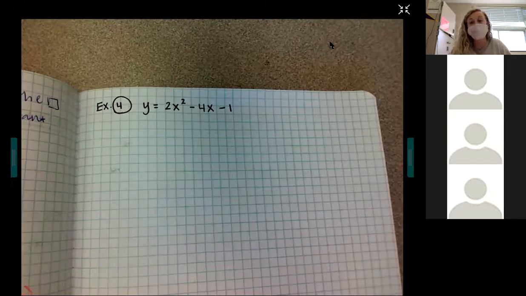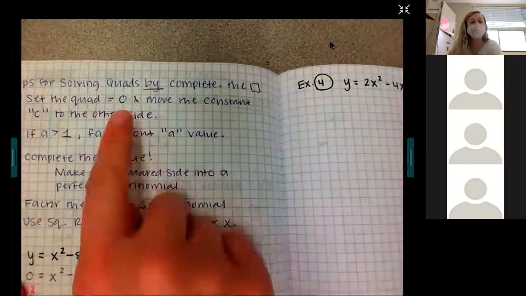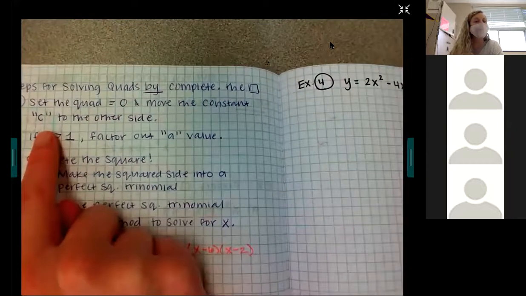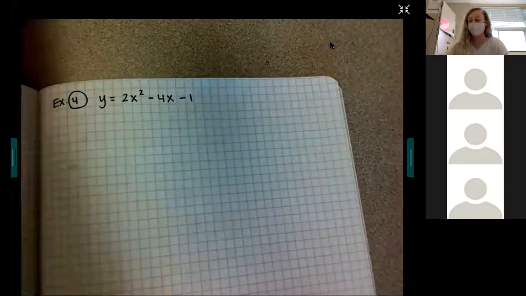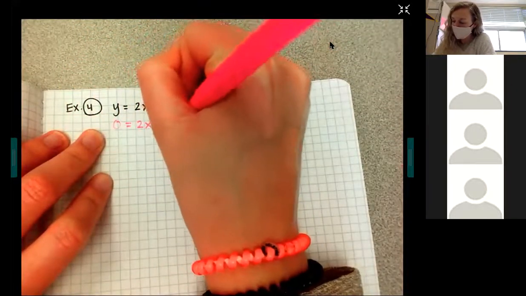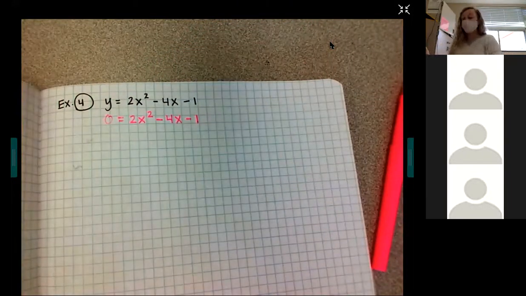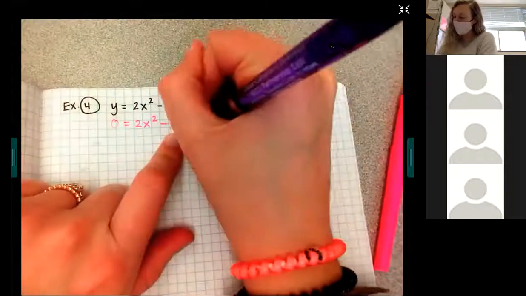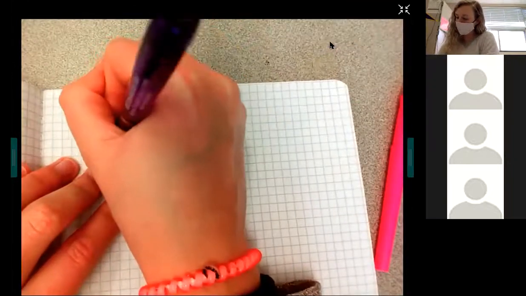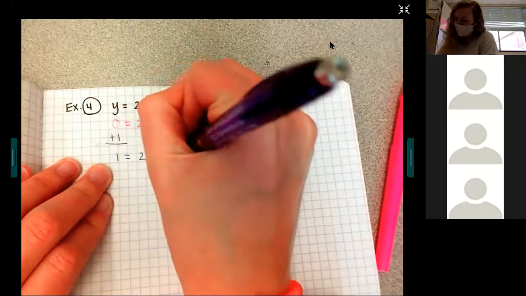So we don't even know what the x-intercept should be. So we'll not factor. So look at your steps. What's my first step? Put it equal to 0 and move the C. Good. So everybody watch. We're going to set it equal to 0. And then what are we going to move? Good. How do you move -1? Add it. Good job. Add 1 to the other side. So do y'all agree this is going to be 1 equals 2x squared minus 4x?